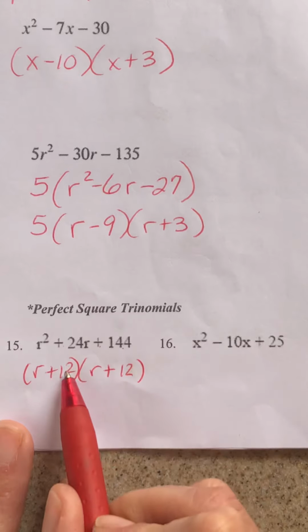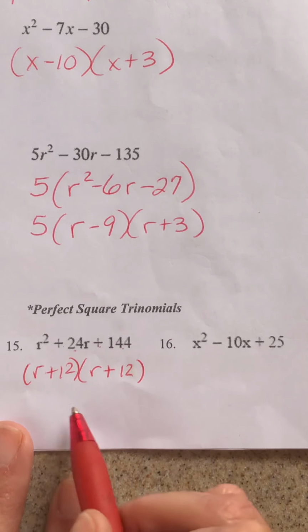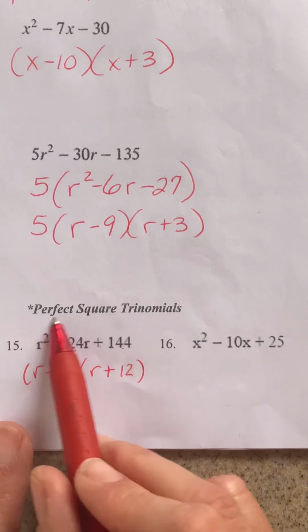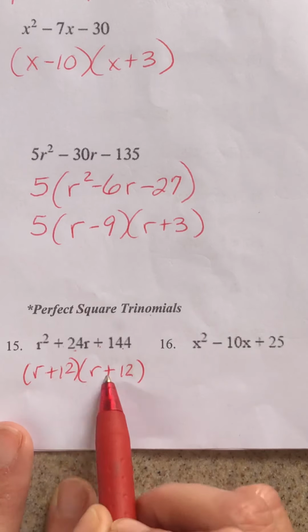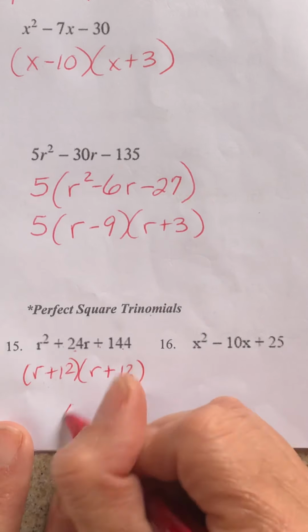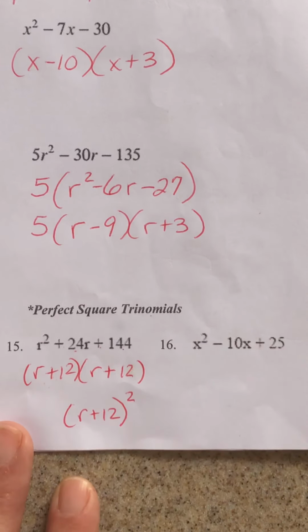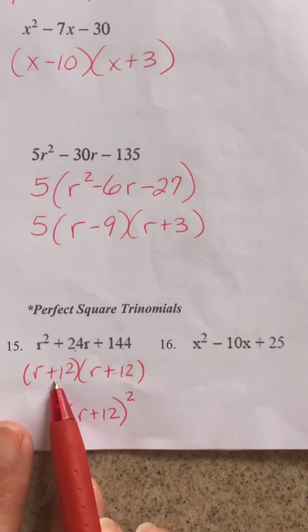Let me check the middle. 12r and 12r is 24r. Perfect. But the only difference is these two can be written, because perfect square trinomials factor into the same binomial twice, you can write it like this. And in the Desmos from last week, you saw that when you have the same binomial twice, there's only one x-intercept.